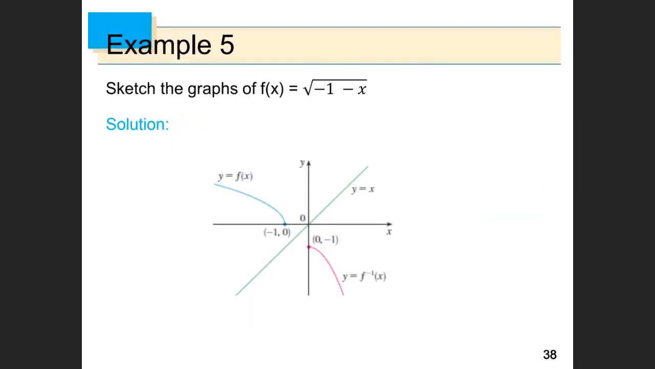This is another example. Your original sketch is this blue one here. If you sketch this root, you get this piece here. And if you reflect along y equals x, you have your inverse sketch, which is now this one here. All right.